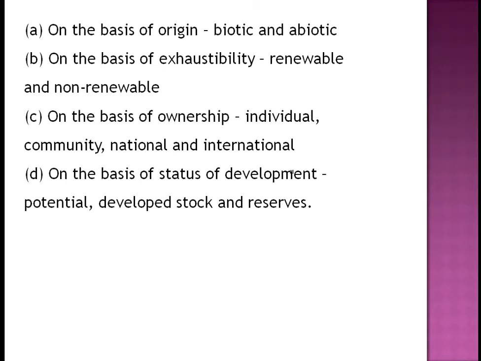So A, B, C, D. These 4 points are talking about the types of resources. We are talking here about the types of resources on the basis of origin, how they are originating: biotic or abiotic. On the basis of exhaustibility, they are renewable and they can be non-renewable. On the basis of ownership, it can be individual, of a single person, it may be of community, it may be of nation, it may be international. On the basis of status of development: potential, developed, stock and reserves.